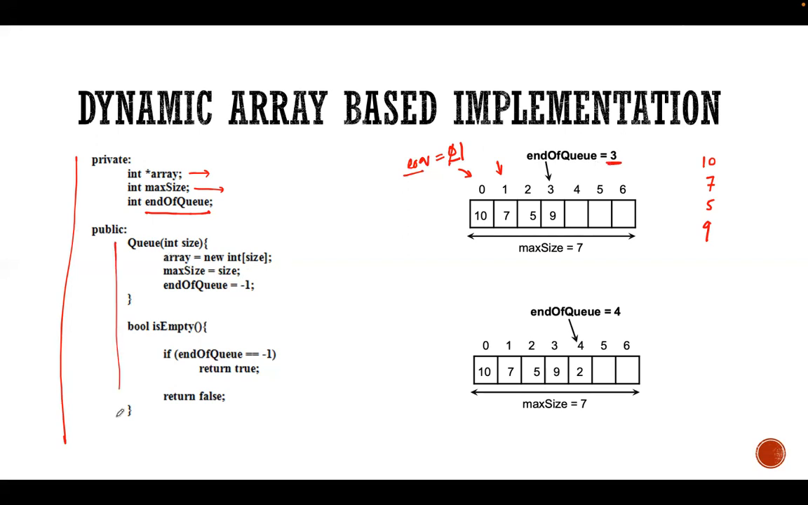So initialization. When we initialize our queue, we are going to initialize it with a maximum size. That will create a dynamic array with the given size. We initialize maximum size with the size value, and the end of queue will be -1. That means it's just an empty list. So how do we know that the queue is empty? By checking the value of end of queue. If end of queue is -1, we'll know that it's an empty queue.